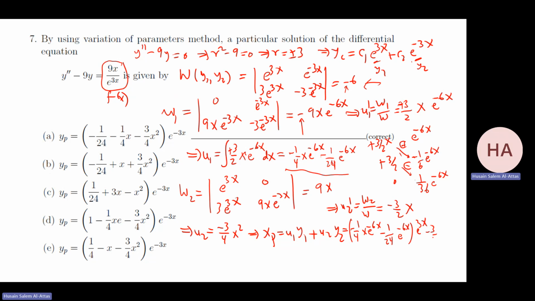And this one, minus 3 over 4 x squared e^(minus 3x). Still, this is e^(minus 6x) times e to the power 3x, that will be e to the power minus 3x, which I can take as a common factor. So you have minus 1 over 4 x minus 1 over 24 minus 3 over 4 x squared, all times e to the power minus 3x, which is this one. Yeah, exactly.